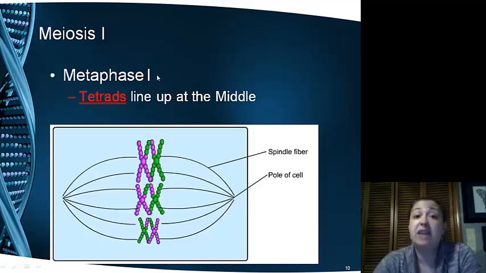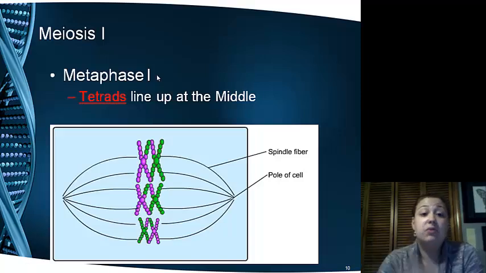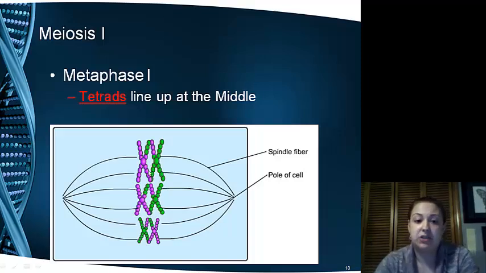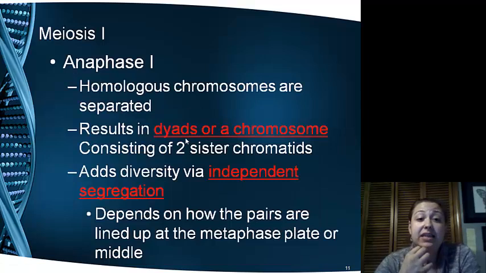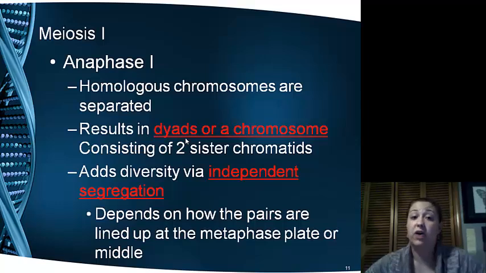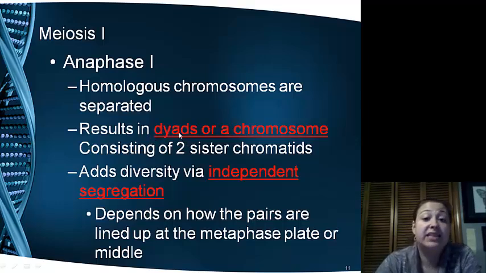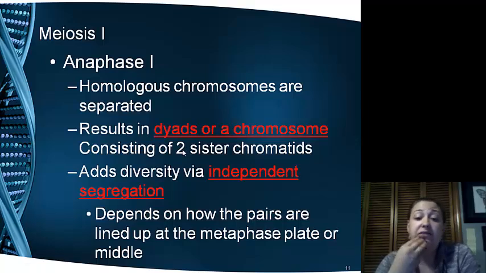In metaphase 1, again they line up in the middle, but they line up as tetrads. We see a double file line. So here we have the tetrad, and they're lined up in the middle. Spindle fibers still connect to those centromeres. In anaphase, instead of the sister chromatids splitting, we have the actual homologous chromosomes going to either side, resulting in dyads, or a chromosome consisting of two sister chromatids. This adds diversity via independent segregation, which means it depends on how the pairs line up.